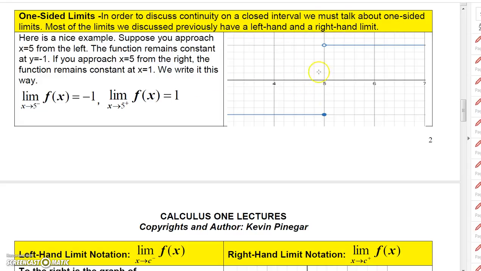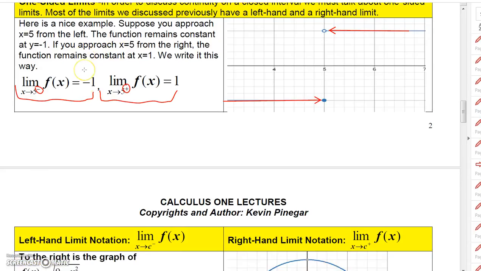So for instance, for this function, as you approach 5 from the left, you'll see the function is -1, but as you approach 5 from the right, the function is +1. So we would say that the left-hand limit is -1 and the right-hand limit is +1. And notice the notation we use. We put the little negative sign here for the left-hand limit as x approaches 5, and the positive sign for the right-hand limit as x approaches 5.